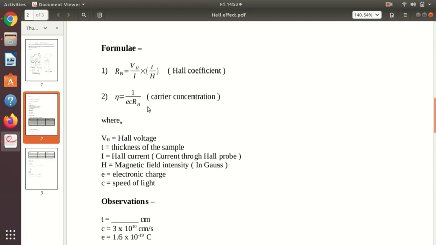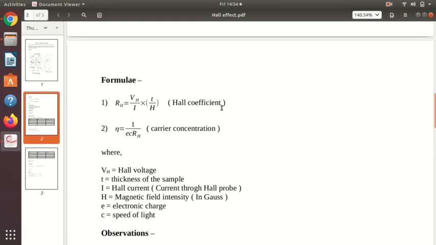Now note that in the simulation they are using different units, so their answers are different. We are using Gaussian units here, and that's why instead of B we are using H, and instead of 1/(e RH) an additional c, that is the speed of light, is coming in. This is just because we are using Gaussian units, that is, instead of meter we are using centimeter and instead of Tesla we are using Gauss for the magnetic field intensity.